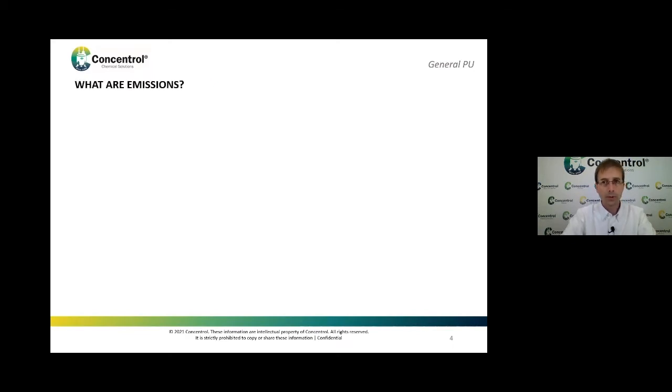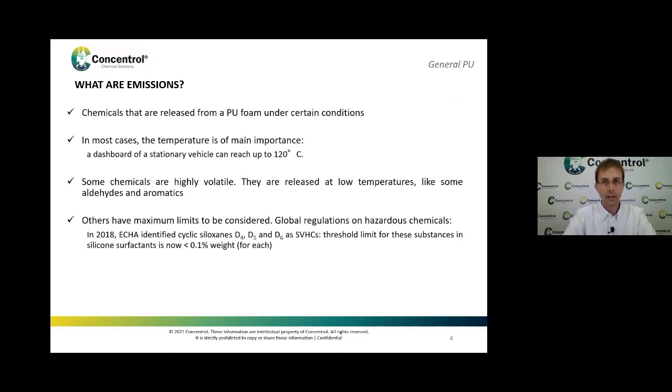When we talk about emissions, it's sometimes helpful to understand what is behind the general name. Emissions are chemicals that are released from a PU foam under certain conditions. For that reason, in many cases, we will consider the volatility of those chemicals and also their reactivity with other components of the foam. Also, we need to consider the regulations and toxicological restrictions of some of those chemicals. An example are the cyclic siloxanes.